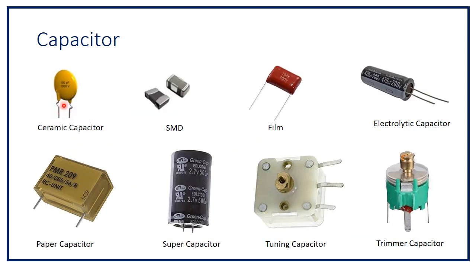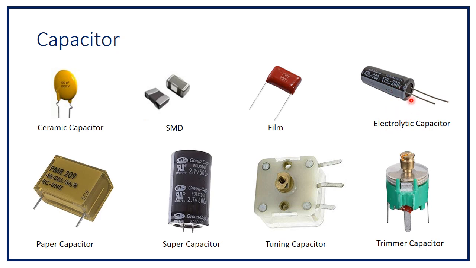This is a ceramic capacitor. Its value is printed on the body, 100 picofarad. This is an assembly capacitor. This is a film capacitor. This is basically a non-polarized capacitor. This is an electrolytic capacitor. It is 470 microfarad with 200 volt.